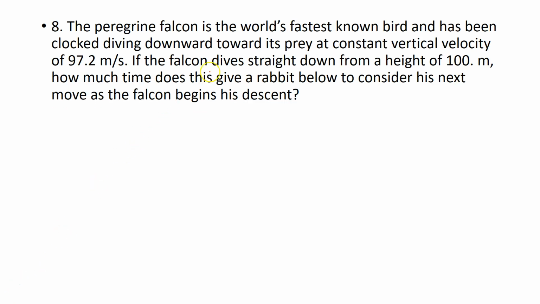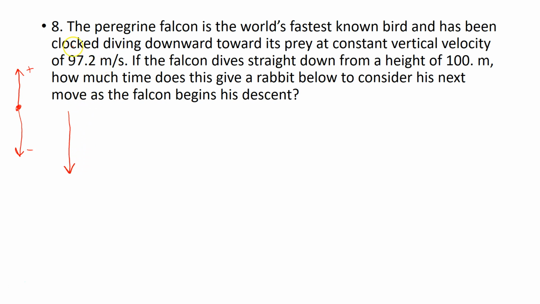Finally, let's take a look at number 8. This is about a peregrine falcon. It's the world's fastest known bird, and it's been clocked with a vertical velocity of 97.2 meters per second. So that means it's moving in this direction. What we'll do over here is make a dot, and then we're going to say up is positive, and down is negative.